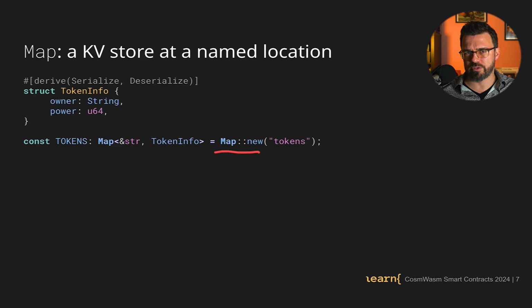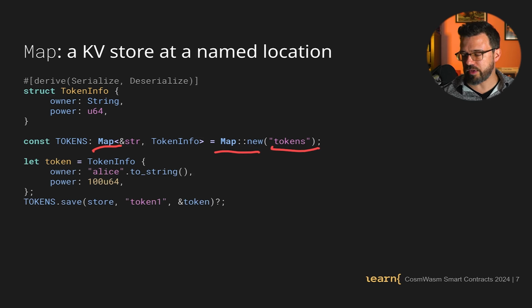Again, same terminology, same look as the Item declaration in the last video, and we'll create it at the tokens location in the broader state storage. So there's this big key-value map, and at that tokens location, we're storing a key-value map of our own. That is this TOKENS map. It's going to be a bunch of strings associated with TokenInfo values: token1, info, token2, info, token3, info, and so on.